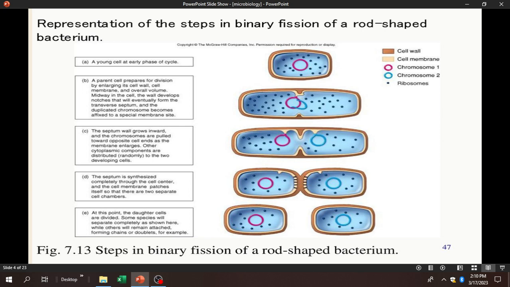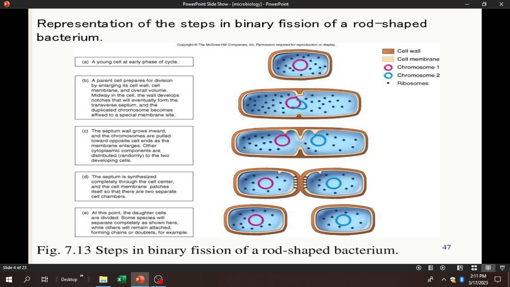The first step in binary fission is a young cell at an early phase of the cycle. The second is that the parent cell prepares for division by enlarging its cell wall, cell membrane, and overall volume. Midway in the cell, the wall develops notches that will eventually form the transverse septum, and the duplicated chromosome becomes affixed to a special membrane site.